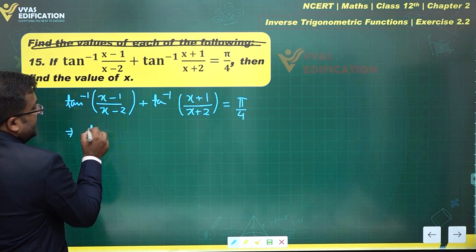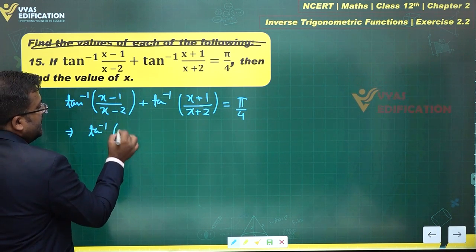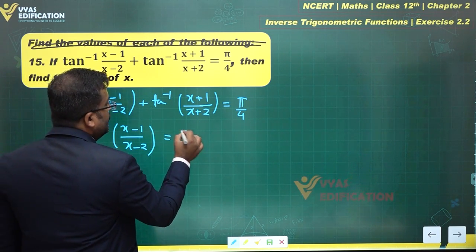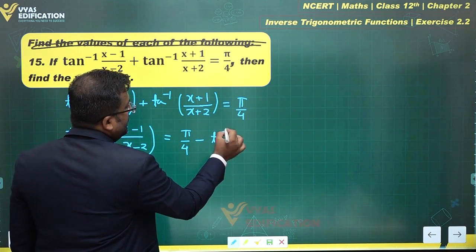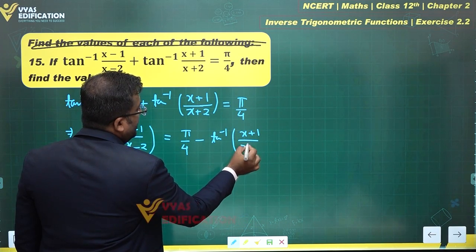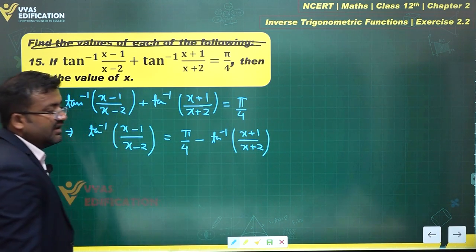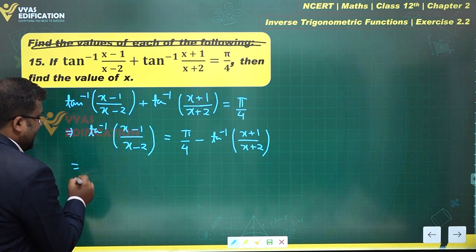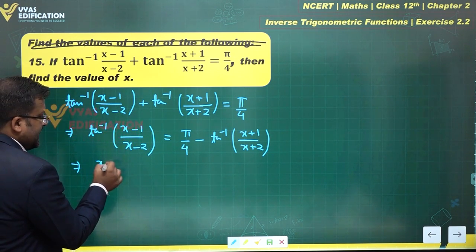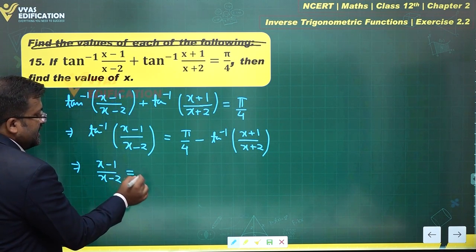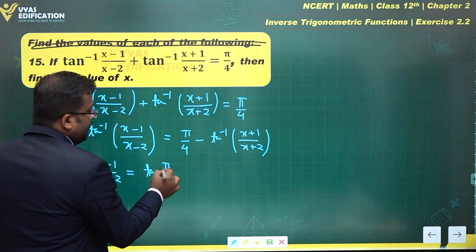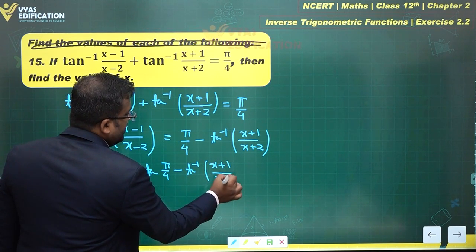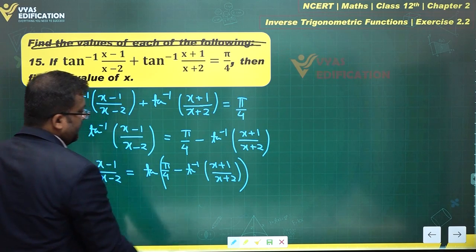What you get is tan inverse of x minus 1 over x minus 2. Let's keep that on the LHS. This is equal to pi by 4 minus tan inverse of x plus 1 over x plus 2. Okay. And if you want to solve this, let's take tan both sides. On taking tan, this becomes x minus 1 upon x minus 2. This is tan of pi by 4 minus tan inverse of x plus 1 over x plus 2. And this is what you have.